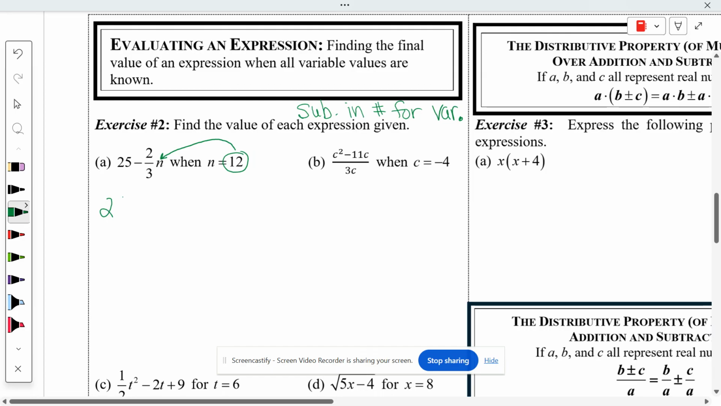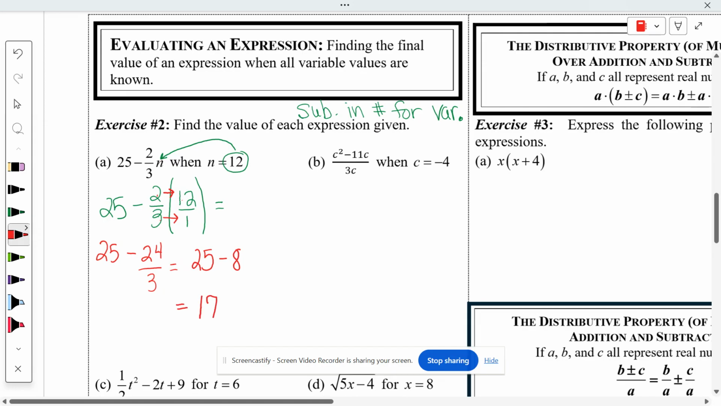So this becomes 25 minus 2/3 times 12. Well, I have a fraction times a whole number, so I'm going to turn the whole number 12 into a fraction because I think it's going to be beneficial to remind you of how to multiply fractions. We multiply fractions straight across. So this is really 25 minus, 2 times 12 is 24, over 3 times 1 is 3. Well, 24 divided by 3 is 8. So I really have 25 minus 8, which equals 17.